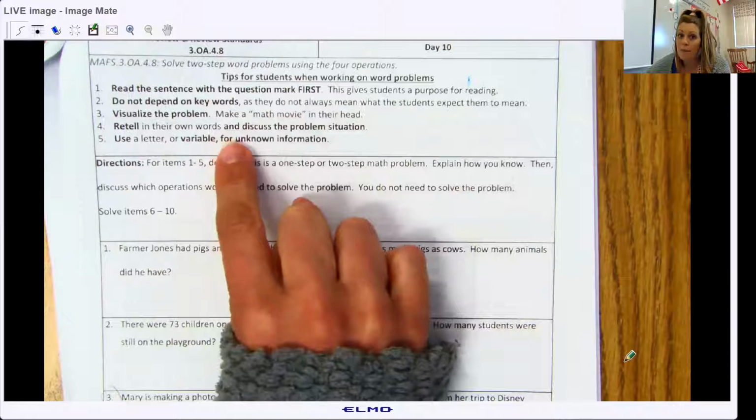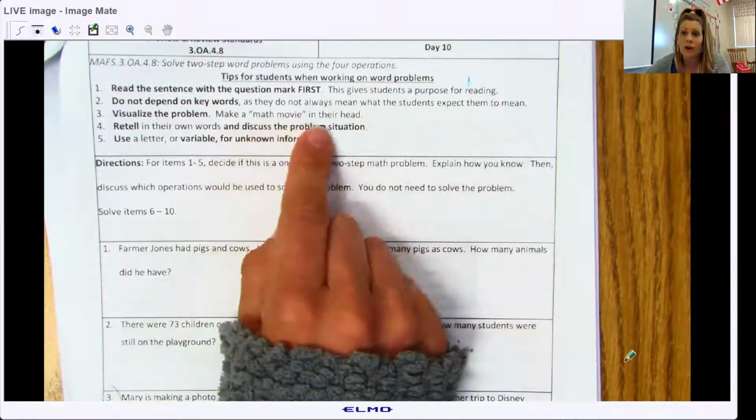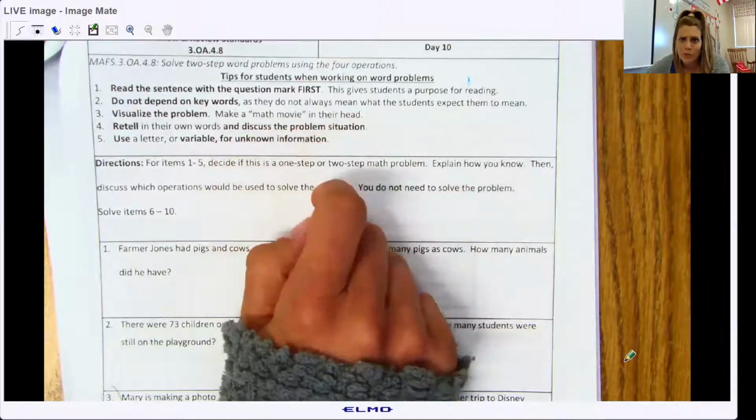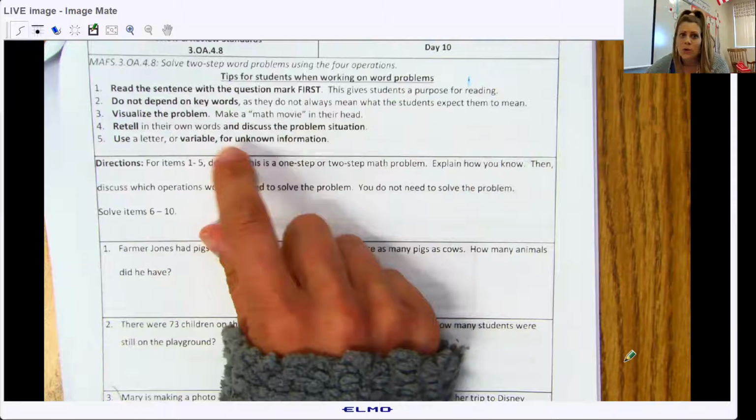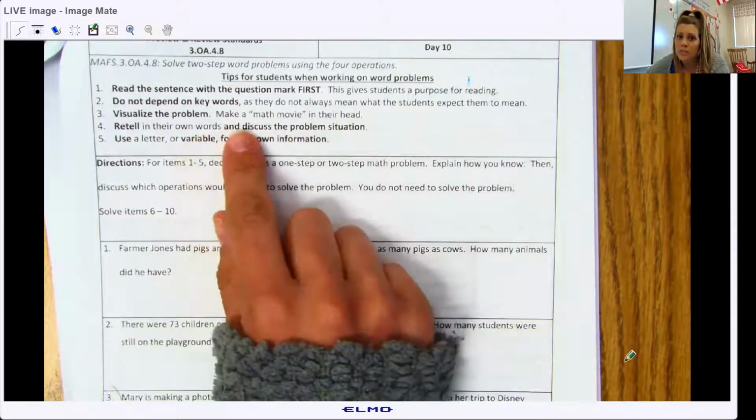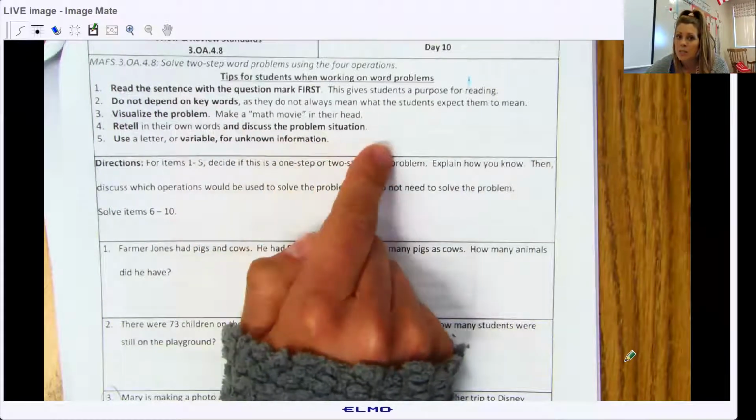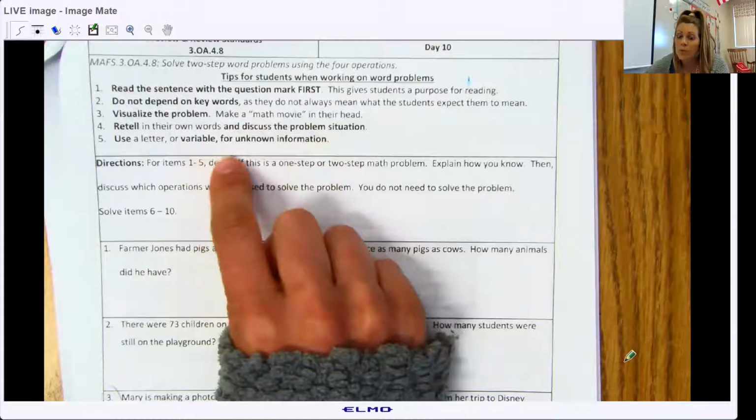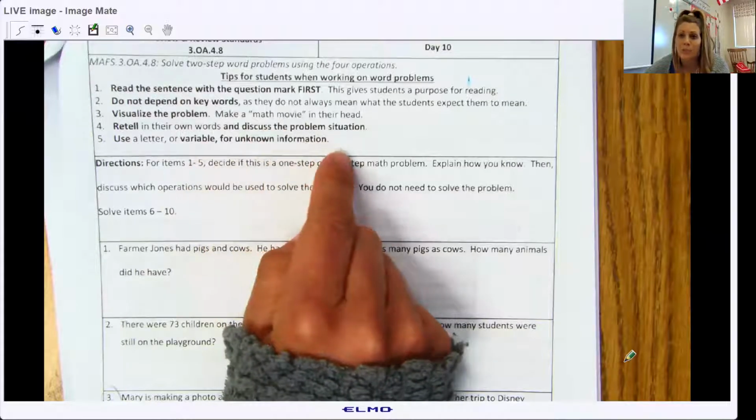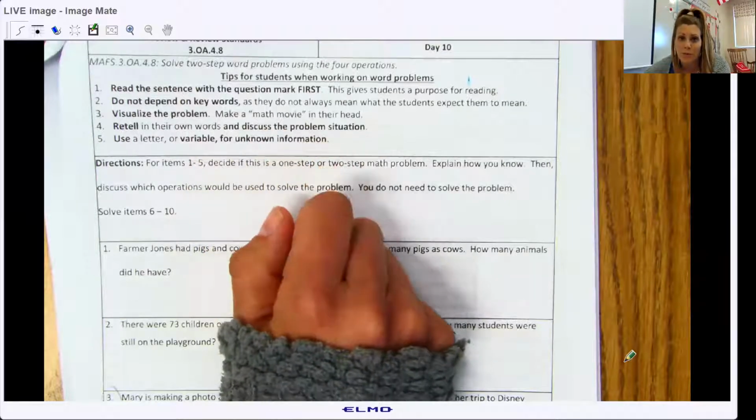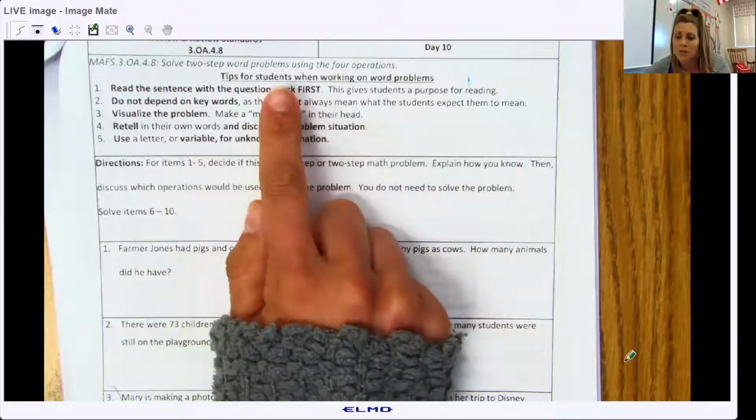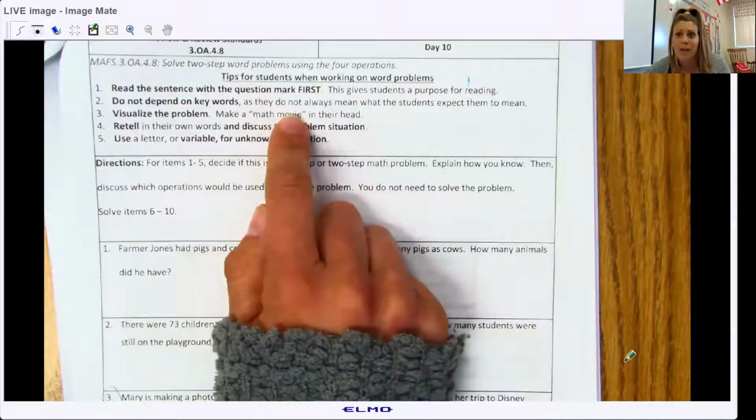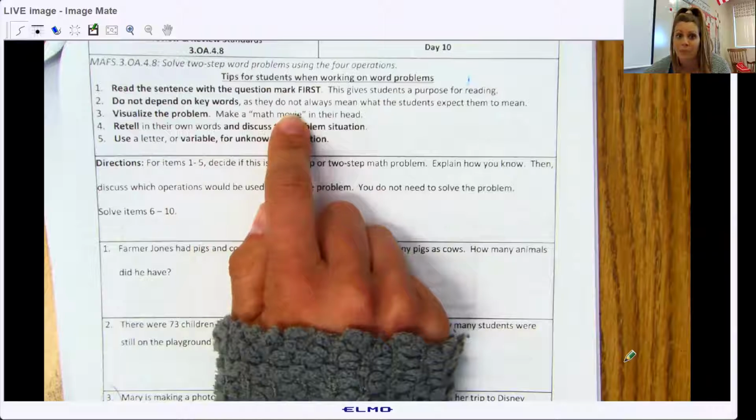Visualize the problem. Make a math movie in your head or draw a picture if you need to, all right? Retell in your own words and discuss the problem situation. Use a letter or variables for unknown information. That's where we throw in that question mark sometimes, okay? Again, these are just tips. Do you have to do them? No. If the way you do it works for you, do it, okay?